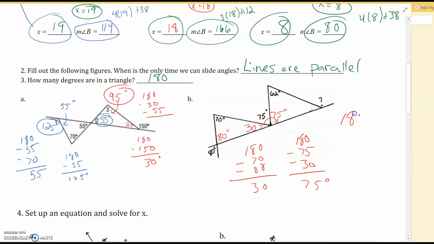180 degrees in a triangle. Which would give me 43. Subtract that from 180 because that makes a straight line. So it would be 180 minus 43, which would give me 137. There we go.